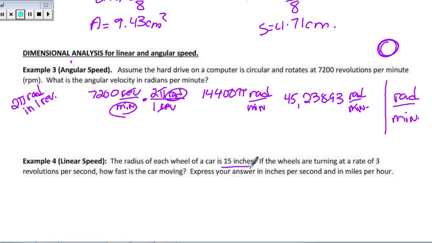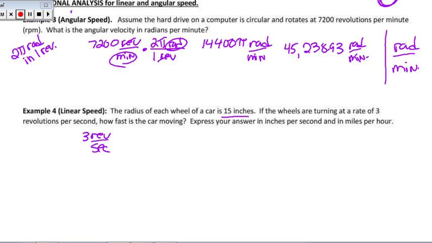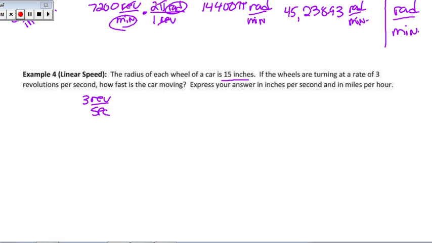If the wheel is turning at a rate of 3 revolutions per second, how fast is the car moving? I want to express my answer in both inches per second and miles per hour. So let's start with inches per second.